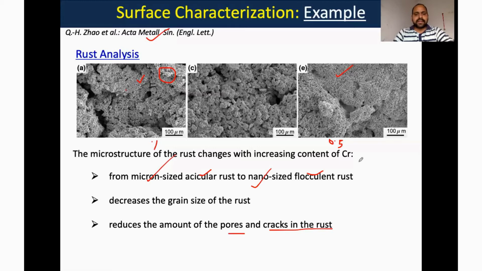So we can understand how SEM can be used to analyze corrosion in a metal or metal structures.